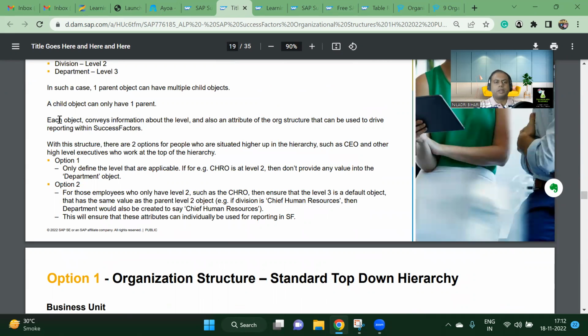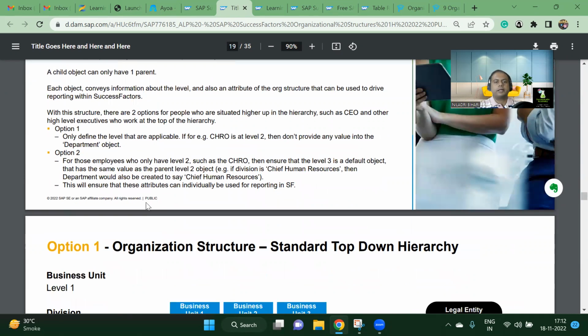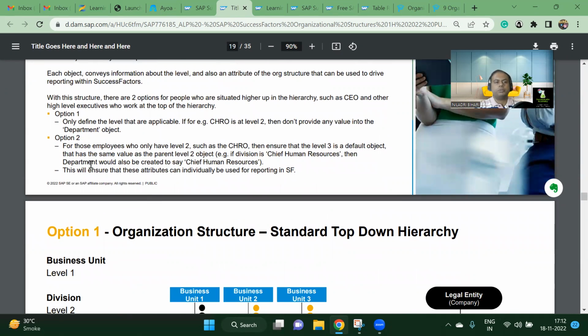So what does it say? Each object conveys information about the label and also an attribute of the structure that can be used to drive reporting within SuccessFactors. With this structure, there are two options for the people situated in the hierarchy, such as the CEO and other levels. For that reason, they are saying you have two options.